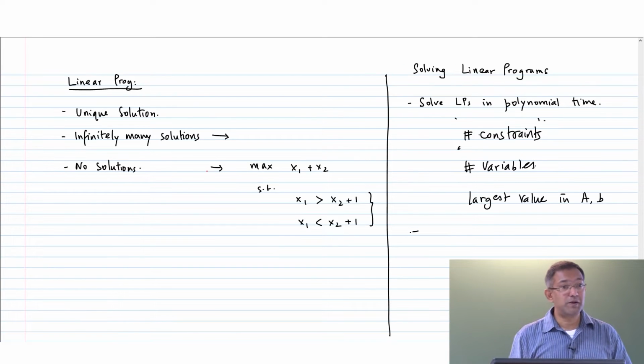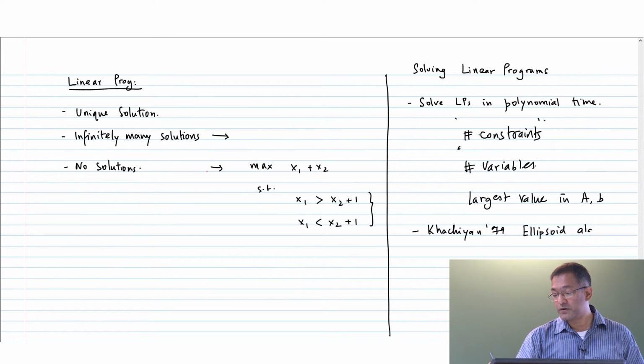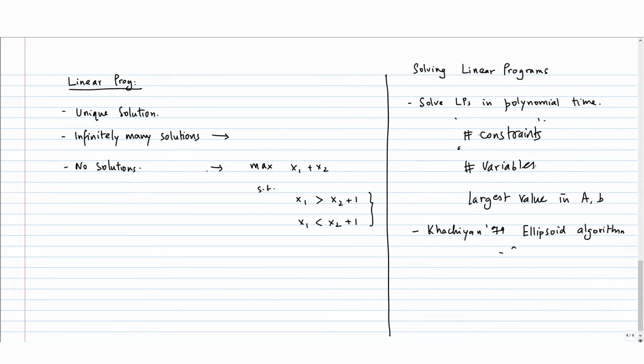So, it was a big open question whether linear programs can be solved in polynomial time, and Khachiyan, I think in around 79, gave what is called the ellipsoid algorithm. This was the first polynomial time algorithm, but this was impractical. Nobody uses it, it runs extremely slowly.